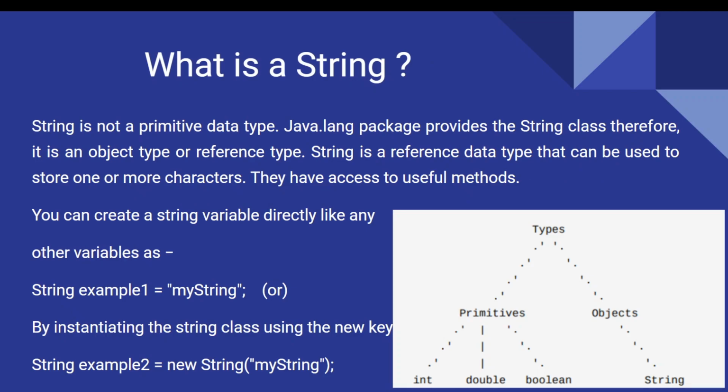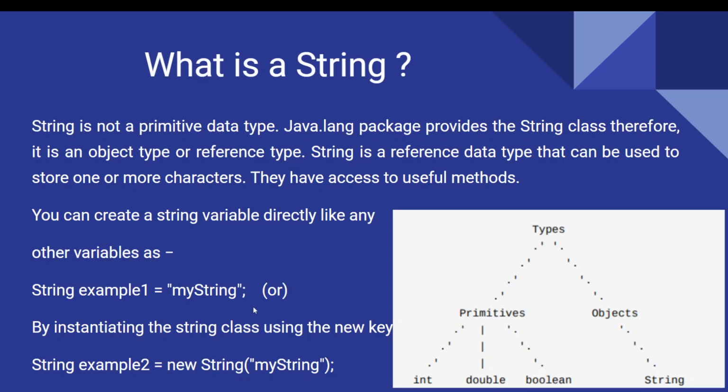So what are primitive data types? What is the data type of a string? We have seen primitive data types. Integer, double, boolean are all primitive data types, but string is not a primitive data type. Since string is a class in the java.lang package, it's a reference data type that is used to store one or more characters. You can create a string variable directly like you create any other variable.